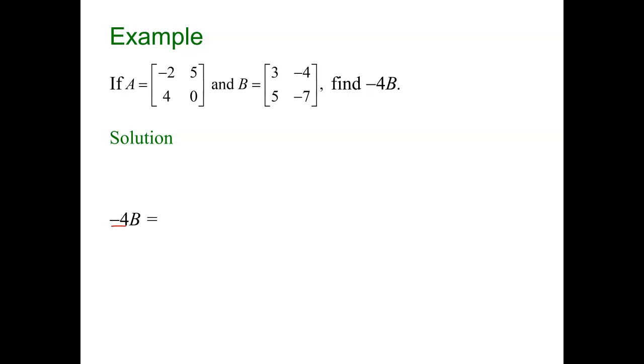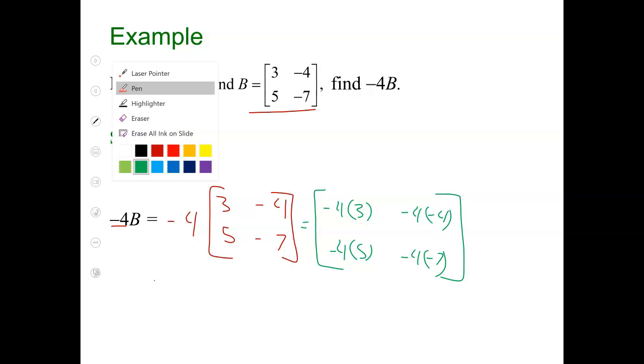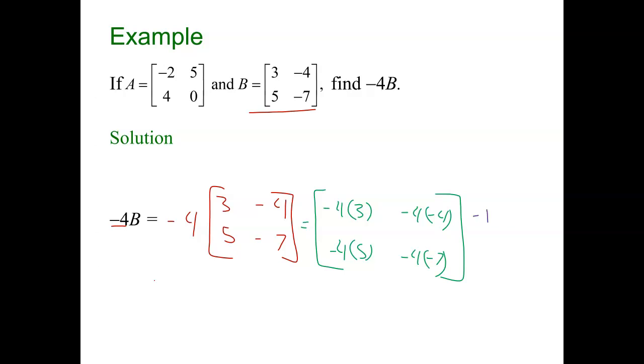So I've got -4 as my scalar, and I've got B as my matrix. -4, and then write the matrix B. And then we take everything in matrix B and multiply it by -4. Okay? Everything in matrix B gets multiplied by our scalar of -4. -4 times 3. -4 times -4. -4 times 5. -4 times -7.